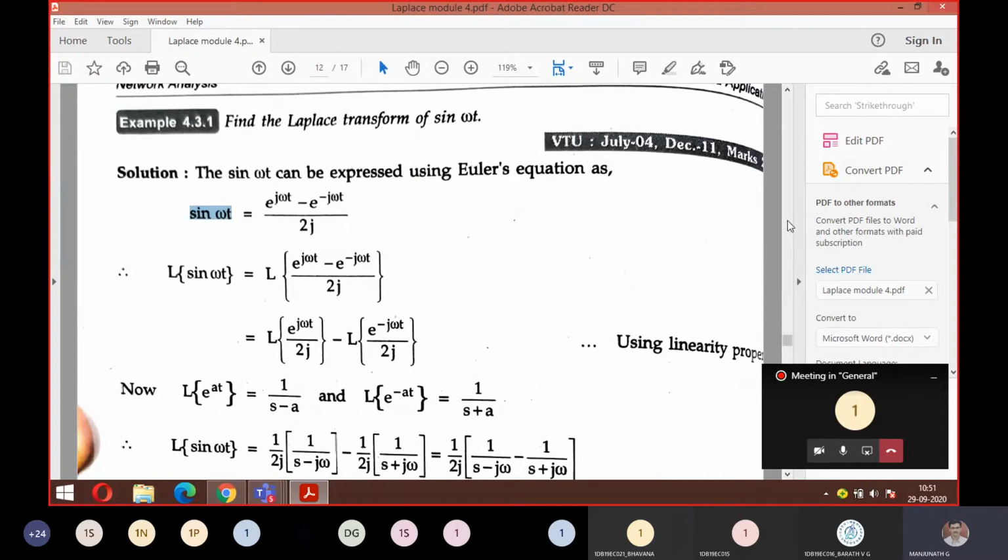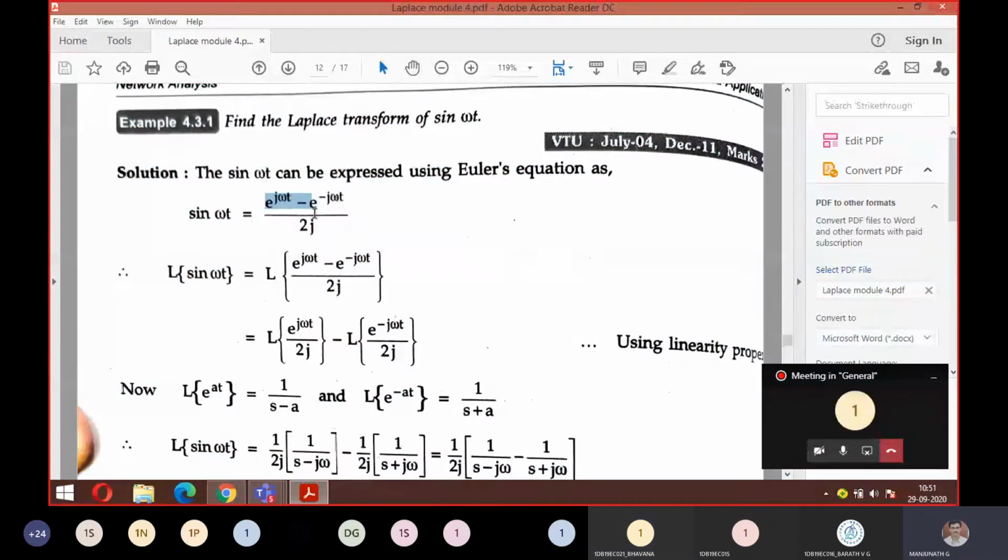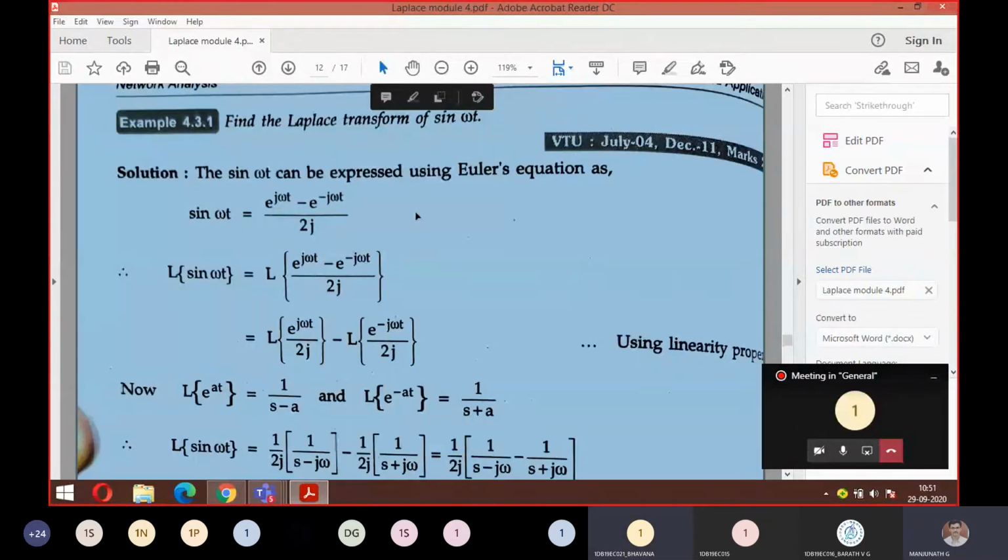Okay. If they ask you to find the Laplace transform of sin omega t, we know sin omega t with respect to the complex formula, right? Someone in the background is talking here. Just mute it.